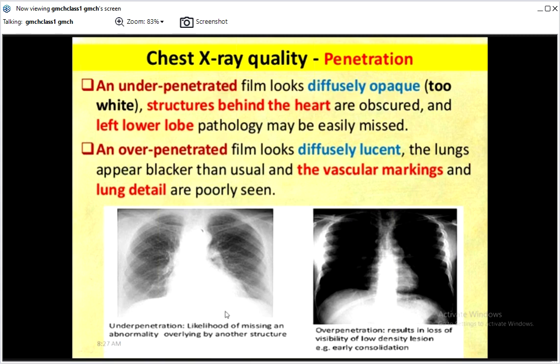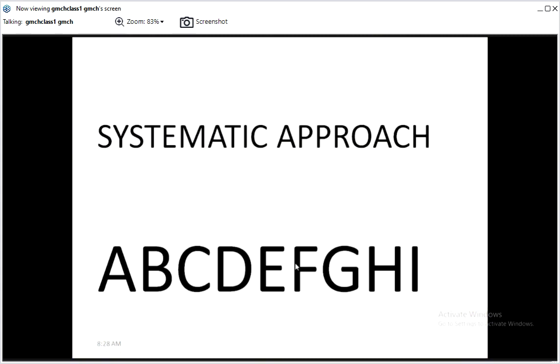So what do you think in this X-ray at first look? Okay, it's just completely black. This must be bilateral pneumothorax. Okay, and here you can see this is underpenetrated. There must be some pathology. There must be some consolidation or something like that. Okay, the penetration has also to be fine.